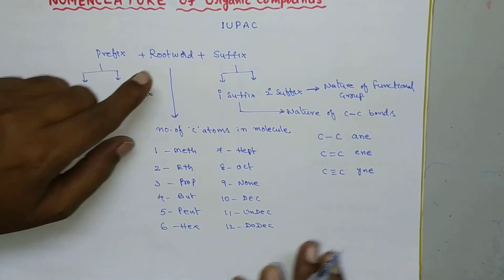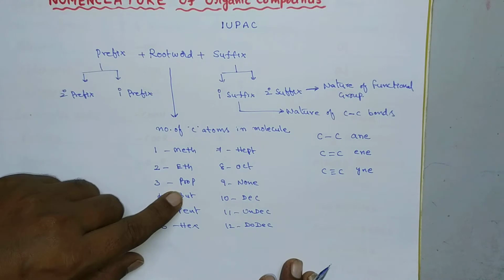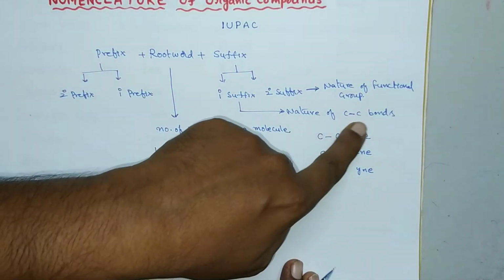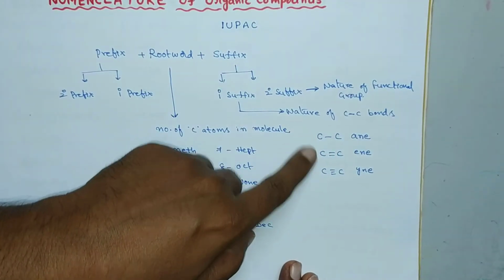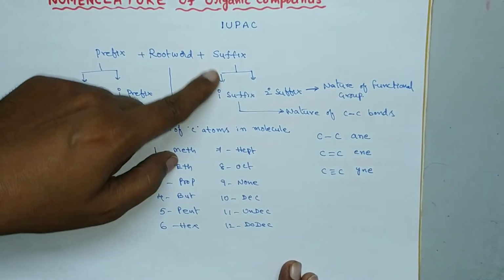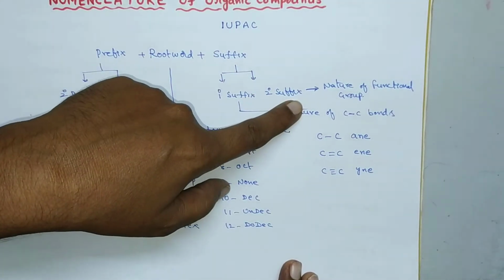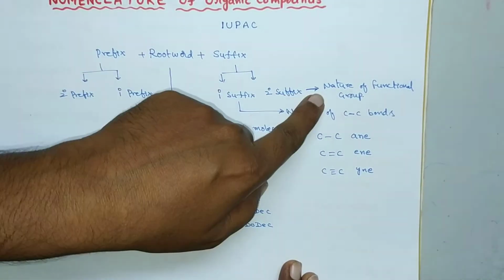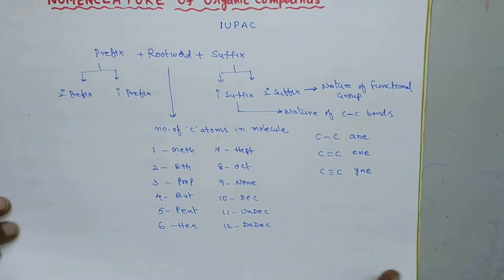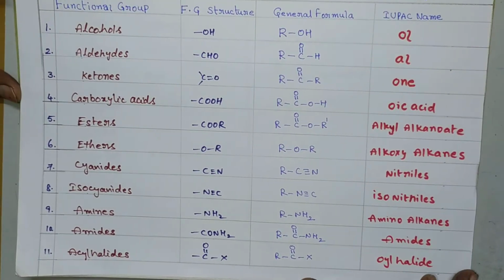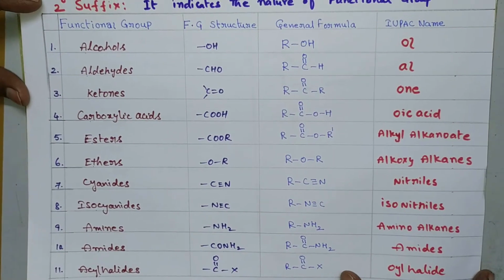Clear? First we write the root word. After fixing the root word, we go for the primary suffix, which indicates the nature of carbon-carbon bonds, so we write any one of these three. After fixing the primary suffix, we go for the secondary suffix, which indicates the nature of functional groups. Different functional groups have different IUPAC names like this, so you have to go through this and remember all of these.